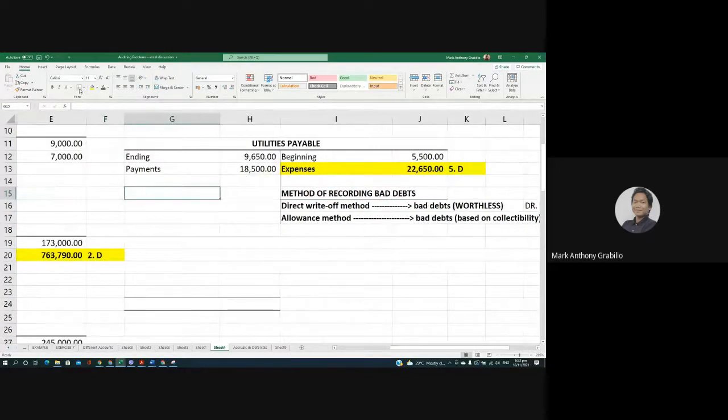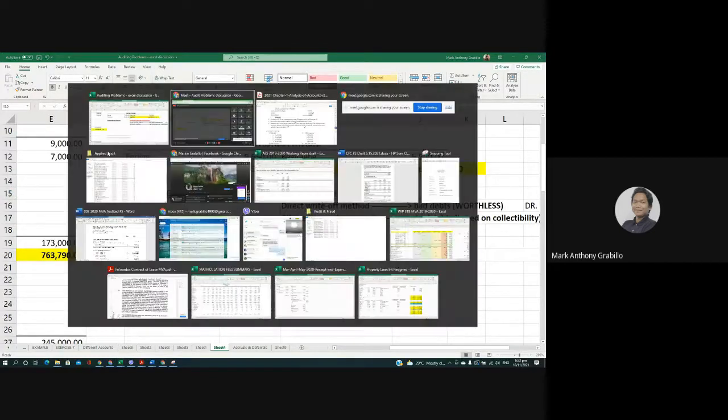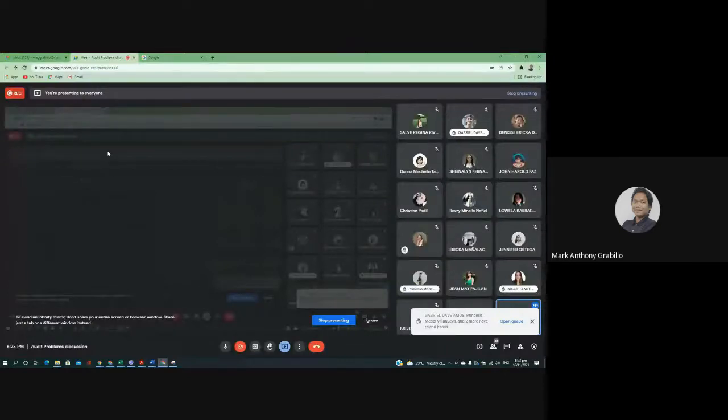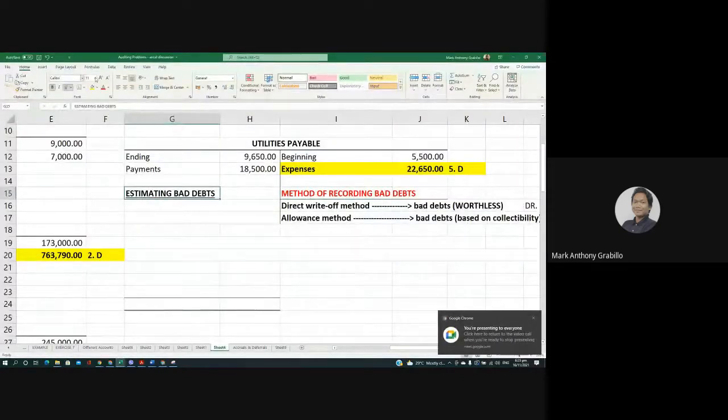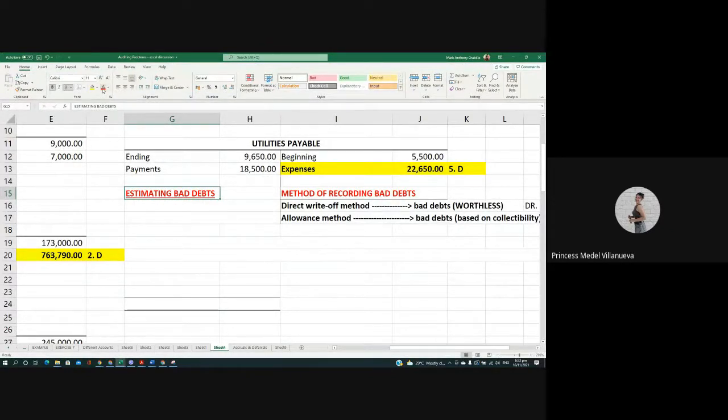Meron tayong tinatawag na estimating bad debts naman. So how do we estimate bad debts? Dalawang klase rin ang approach. Meron po ba kayong idea, class? How do we estimate bad debts, class? All right. So yes, Princess. Ano sir, yung sa percentage of sales po, tsaka yung percentage ng AR. Tama po yun. So tama yun.